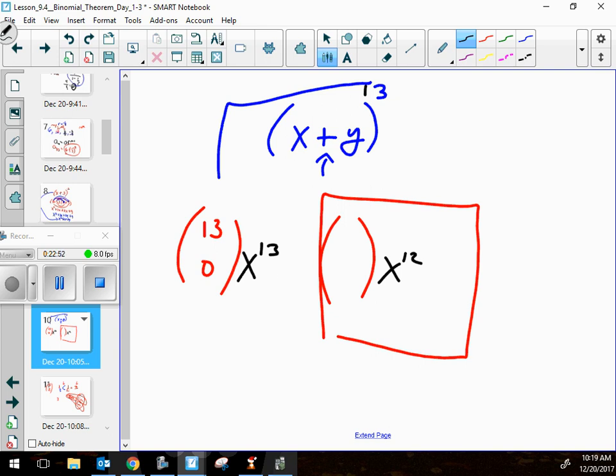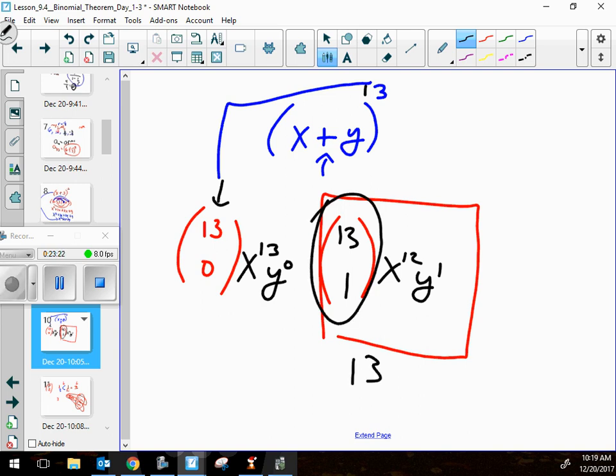Y to the what? 0. Y to the 1. And then these just go 13 choose 0, 13 choose 1, and then I could probably do 13 choose 1 in my head, right? If I have 13 different people in the room, I only pick one at a time. How many combos are there? There would be 13. So you should have said, if you're going to simplify it, that's 13 x to the 12th y. Okay.